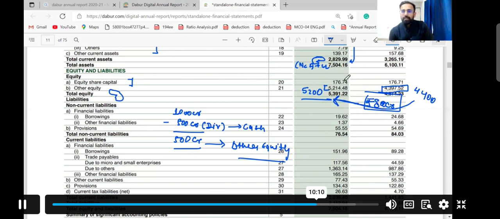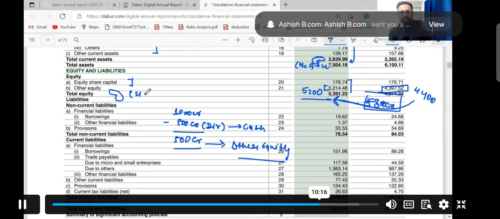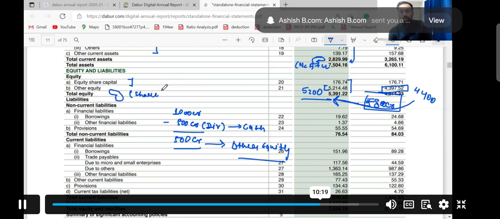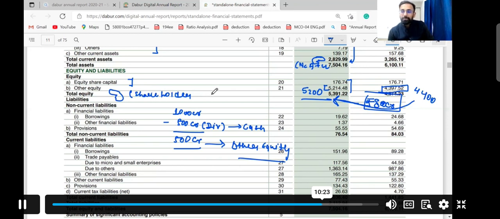So here you can see equity plus other equity, the total is going to be shareholders' fund. And total equity, we also say it as shareholders' fund. So if shareholders' fund is increasing every year, you can assume that the company is earning good profit, because if profit increases, automatically shareholders' fund will also increase every year.